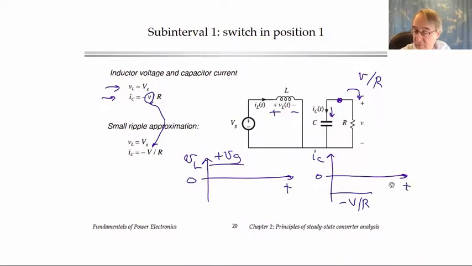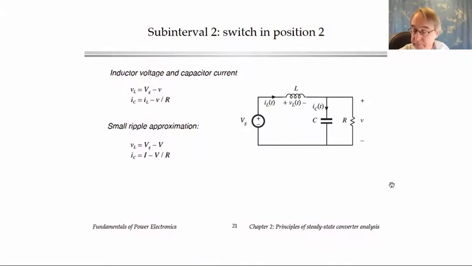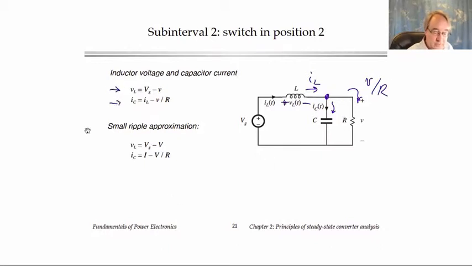Okay, let's do the same thing for the second interval. With the switch in position 2, the right-hand side of the inductor is connected to the output node, so we get this circuit, and our inductor voltage now is VG minus V. We add VG on the left minus V on the right. And the capacitor current here we can express from the node equation at the output node as being equal to the inductor current IL minus the load current V over R. So we get these equations.